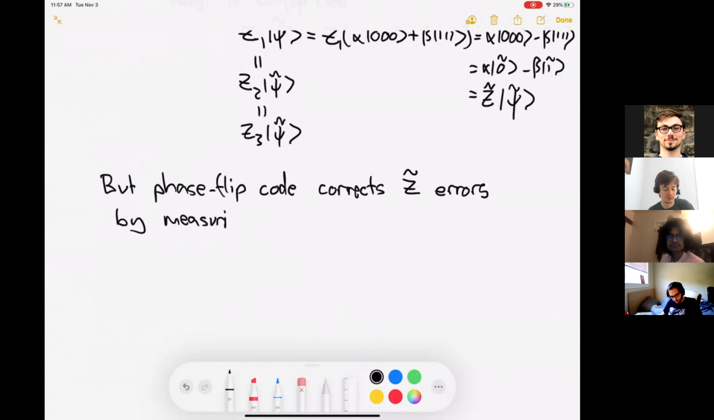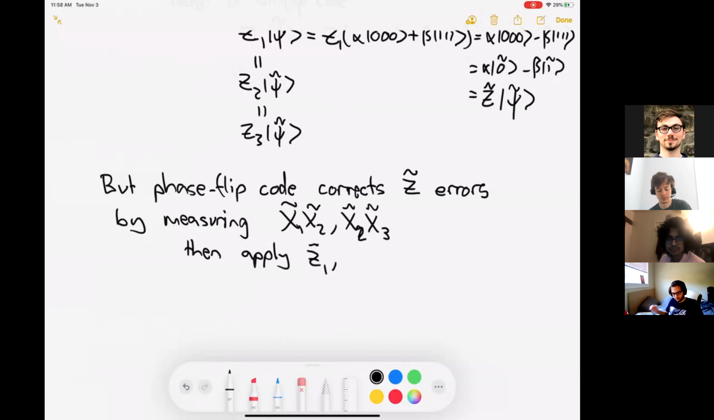Well, we just measure x1 tilde, x2 tilde, x3 tilde. Okay, and then apply Z1 tilde, Z2 tilde, or Z3 tilde as necessary. Okay, that's just how the phase flip code works to protect errors.